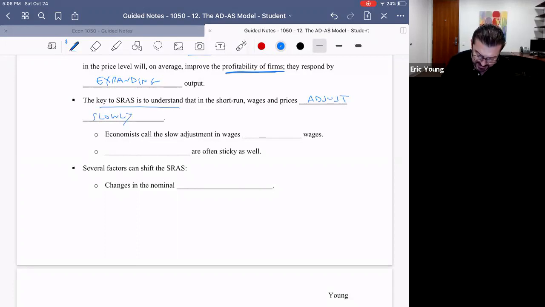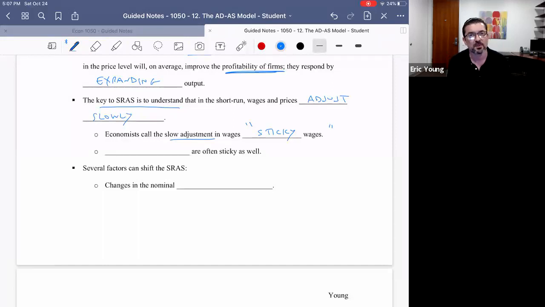Economists call this idea of the slow adjustment of wages sticky wages. So when you hear the term sticky wages, after you stop laughing at the term, because it's kind of cheesy and stupid, what you need to understand is that it refers to the fact that prices for either resource materials or wages or anything else in the short run adjust slowly. They just do, in part because of contracts, in part because it's just difficult to quickly adjust prices.